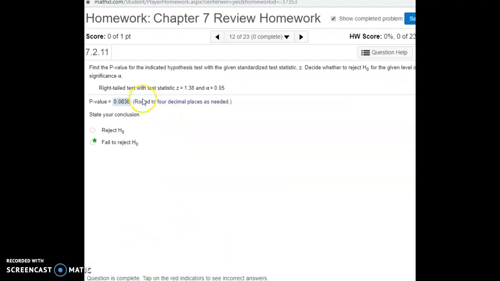For the second half of the problem, we have to decide whether to reject our null or fail to reject it. And this is all based off of our significance level. We compare the p-value to the significance level. If it was less than our significance level, we would reject. 0.08 is not less than 0.05, so we fail to reject our null hypothesis.